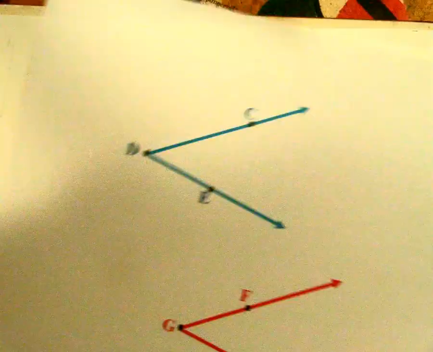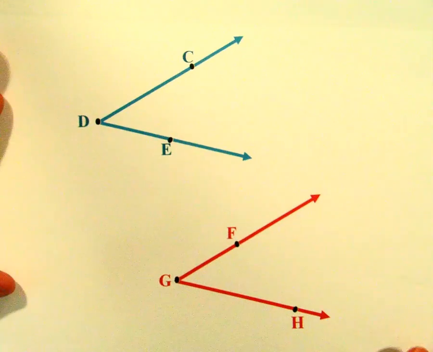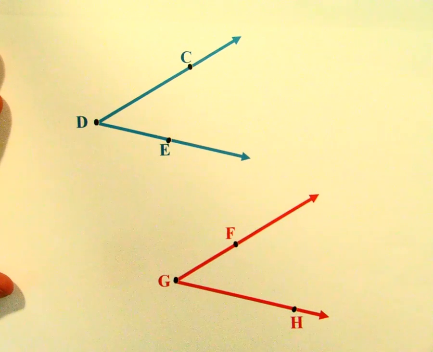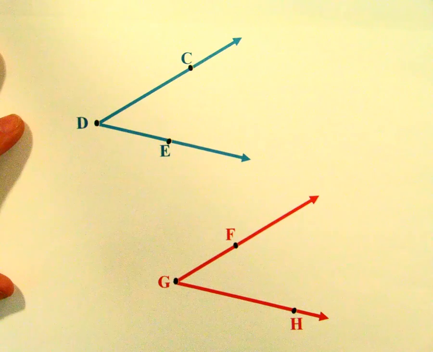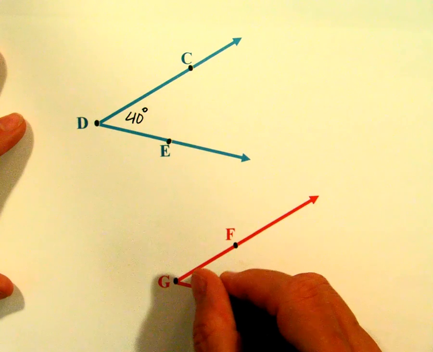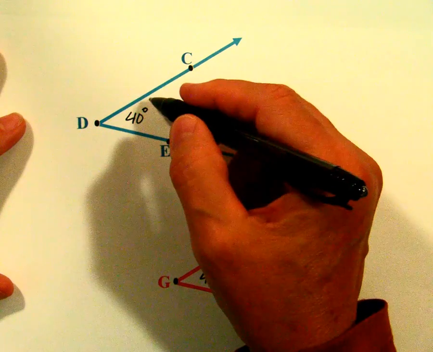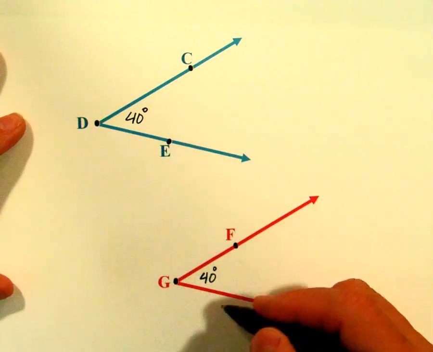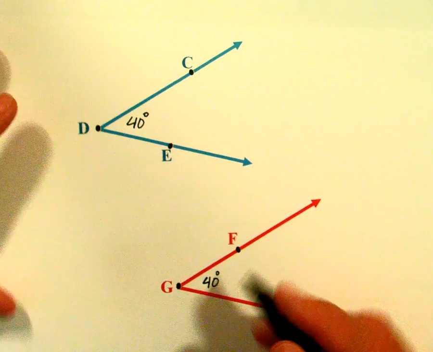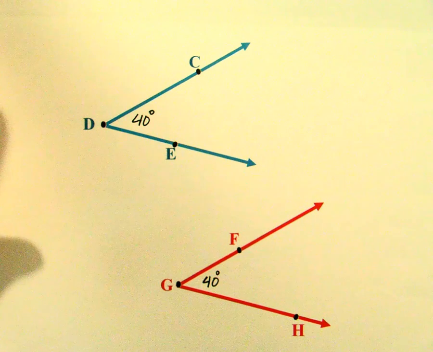Alright, next up, what if we have two angles? Okay, I have two angles here, and they're identical. Well, no, they're not. They're named different, and one's red and one's blue. But what I mean is, they're both 40 degrees. Now, if I wanted, I could also put one mark there and one mark there, one arc, because they are congruent. But I've already marked that they're 40 degrees, so I'm not going to do that.